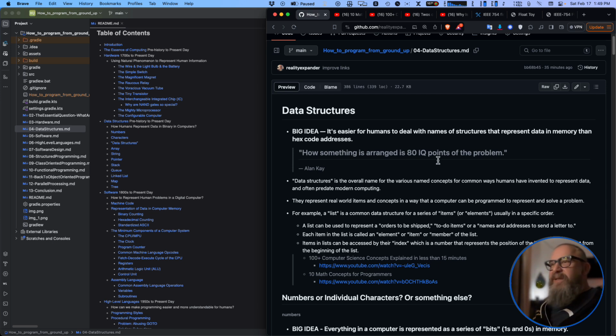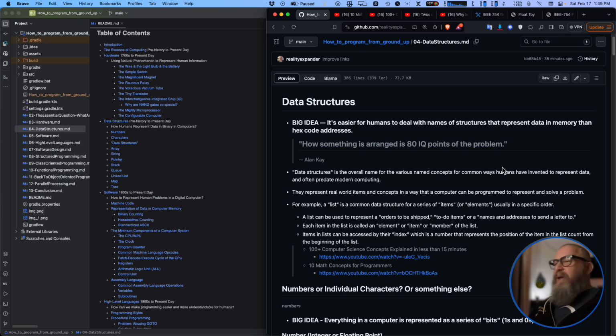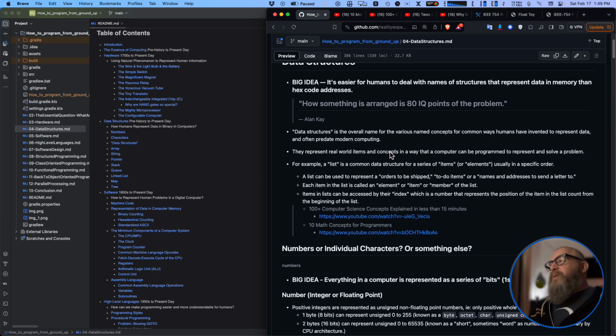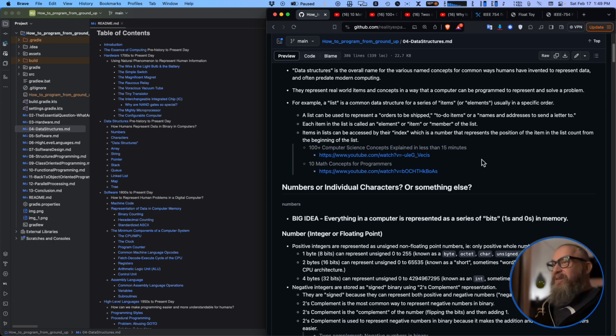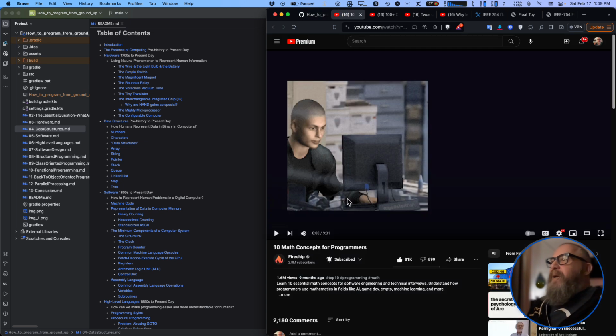So how something is arranged is 80 IQ points to the problem. Out of 100 IQ, if you can arrange the problem in a certain way, that's 80 IQ. So we've given names to these things. The real basic starter one is numbers, having those bits actually represent numbers. But let's do a quick breakdown of these kinds of things.